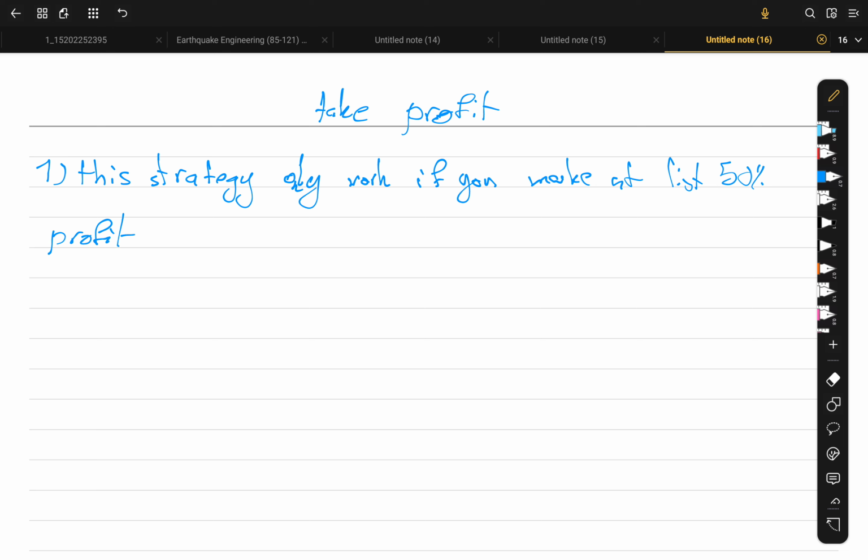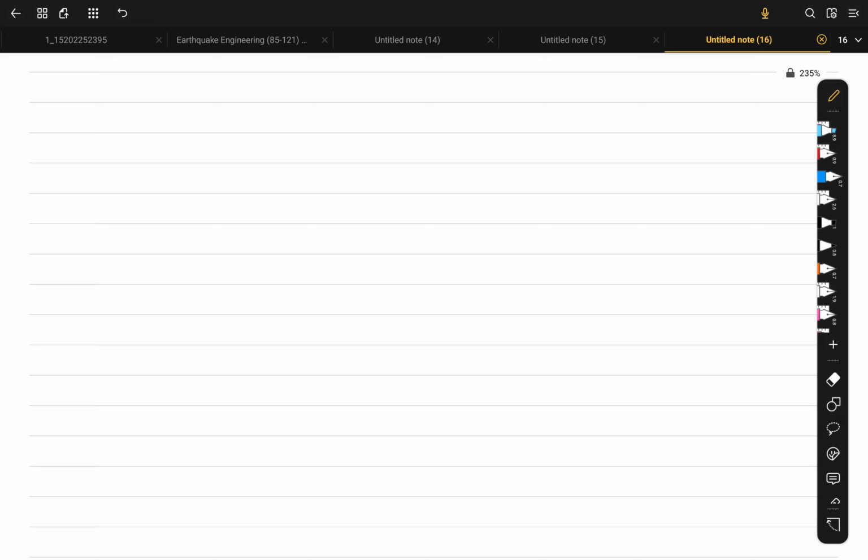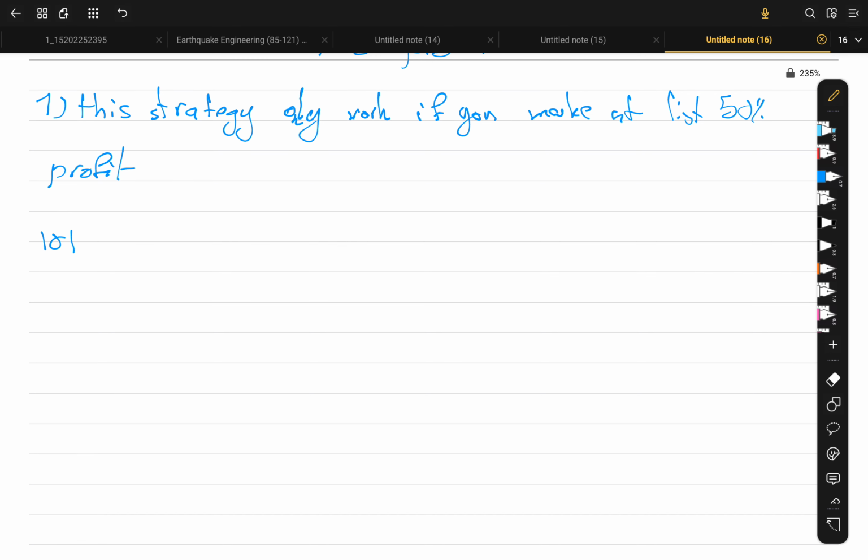What does it mean? It means if you lose, or your profit is lower than 50%, your strategy is broken. You are never going to make money. Let's see what happens in this strategy. Let's say in 10 trades, or 10 positions, one position is making money. Okay, let's say we put the stop loss at 10%.